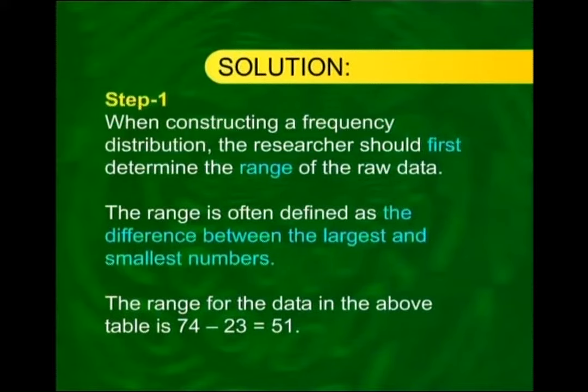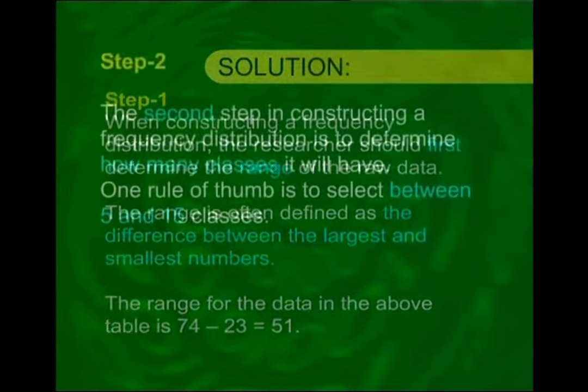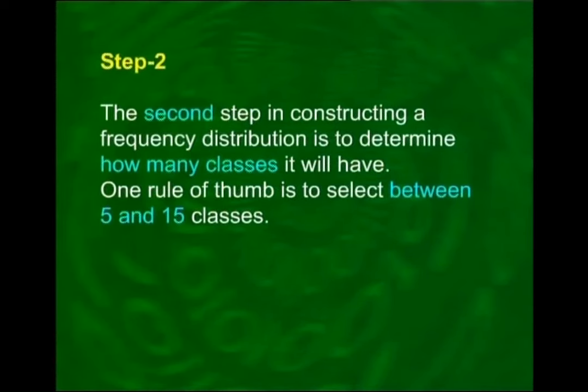As you can see, the smallest value in this data set is 23 and the largest value is 74. Therefore, the range is equal to 74 minus 23 equal to 51. The second step in constructing the frequency distribution is to determine how many classes we would like to have, and the rule of thumb is to select something between 5 and 15 classes.